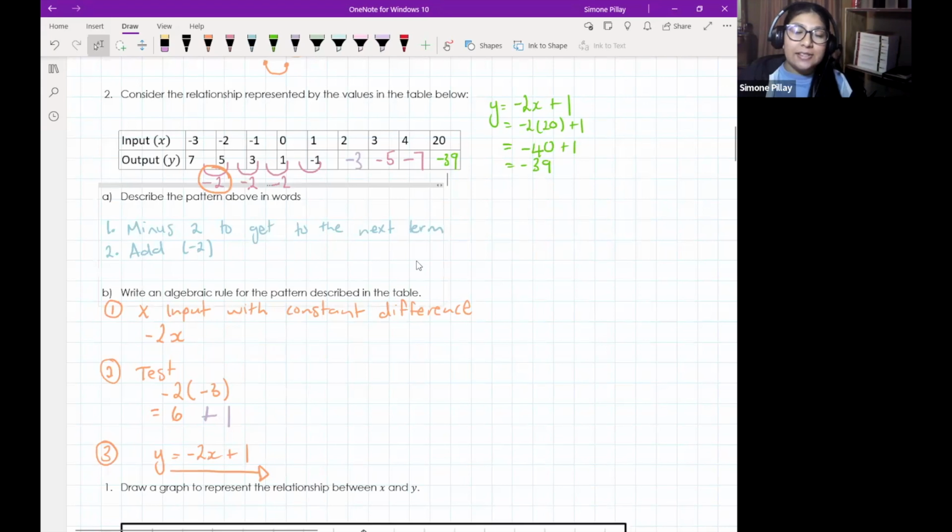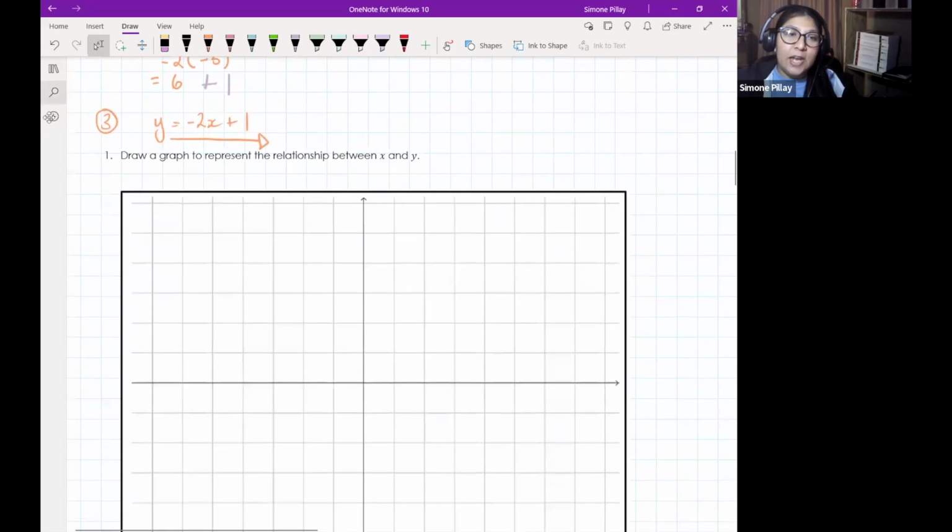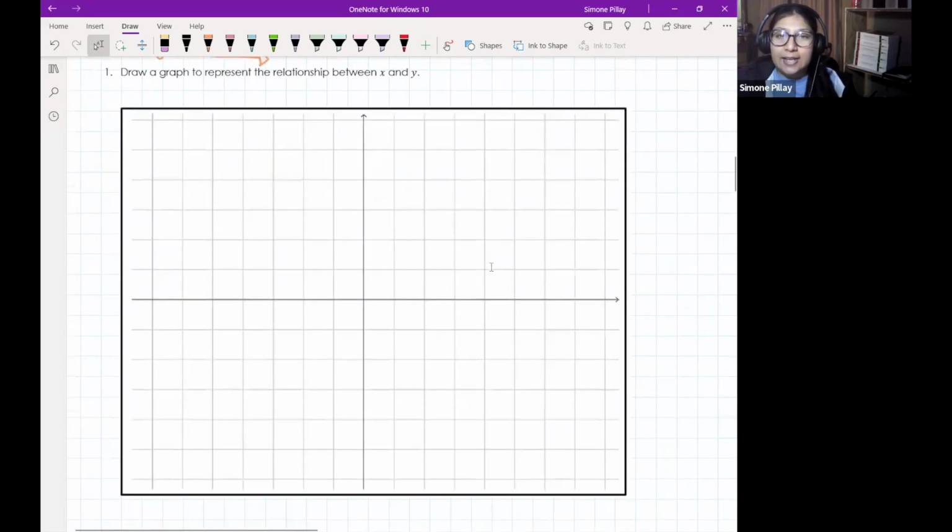So guys, look how easy it is. Once we have our formula, all we have to do to find any input or any output is substitute one value, and then we can calculate the missing one. So that's that. The next thing that we have to do is draw a graph to represent the relationship between X and Y. Now, can anybody tell me what was the name of this thing where we draw our graphs on? What was the name of the space?